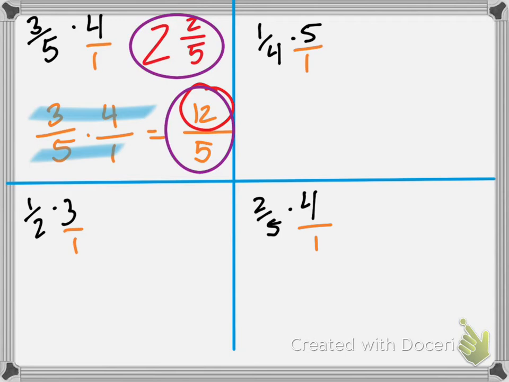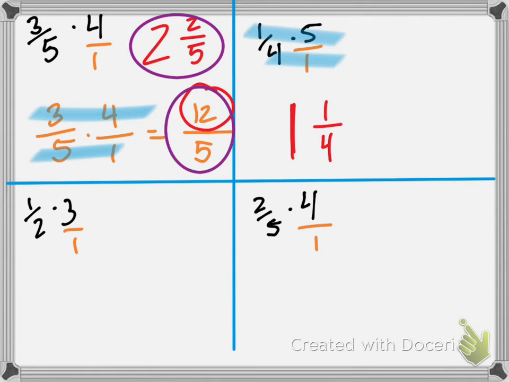The next one. 1 over 4 times 5 over 1. Camilla, can I cross cancel anything there? No. So I just across multiply. We get 5 over 4. How many 4s fit into 5, Camilla? 1. That's our new big number. Our denominator stays the same. And then we take away how many 4s fit in. That was 4. What is 5 minus 4? That would be 1. Perfect.